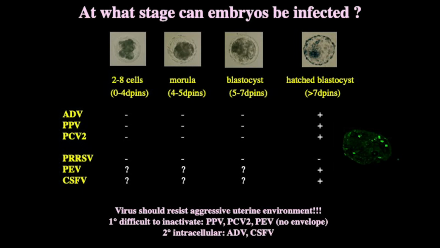This is also important. In the past, people were busy looking at what stage the embryos can be infected. And some of them are not studied very well, but most of them, as you can see, will not infect the embryos at an early stage. So you have 2 to 8 cells, morula, blastocysts. So this is the first week. This embryo is fully protected.